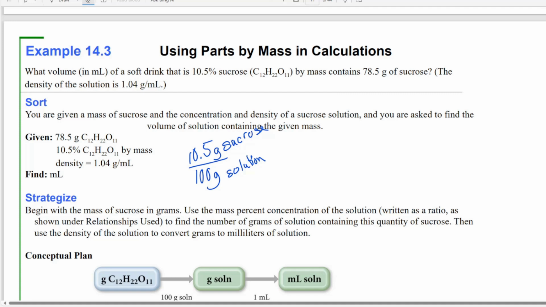So let's consider what we're given in order to work this problem. We're told that we have 78.5 grams of sucrose in our solution. We know that our solution is 10.5% sucrose by mass. That means that for every 100 grams of solution, we have 10.5 grams of sucrose. The density of this solution is 1.04 grams per milliliter, so we can convert mass to volume in that way, and we're asked to find the volume in milliliters of the solution.